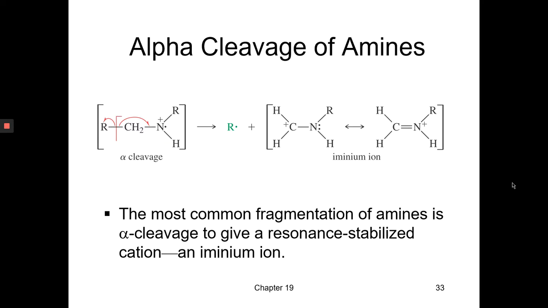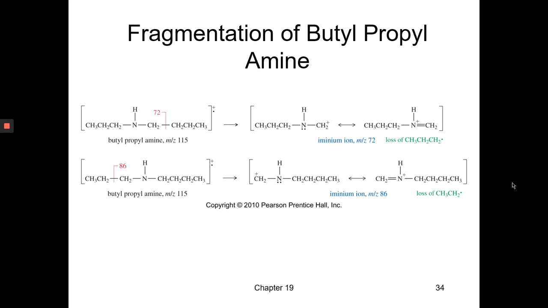In mass spectrometry, the most common form of fragmentation occurs by what is called alpha cleavage. That's where the bond breaks between the first and second carbon attached to the nitrogen. The reason for that is that it gives us a resonance stabilized iminium ion. So here we have butylpropylamine, and the most common cleavage occurs between the alpha and beta carbon.